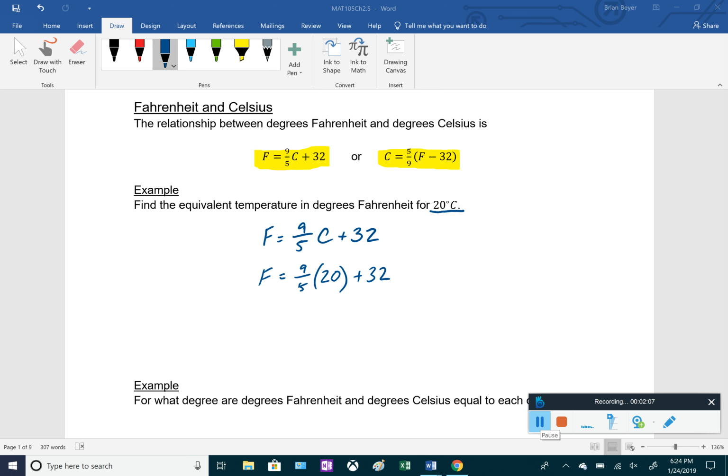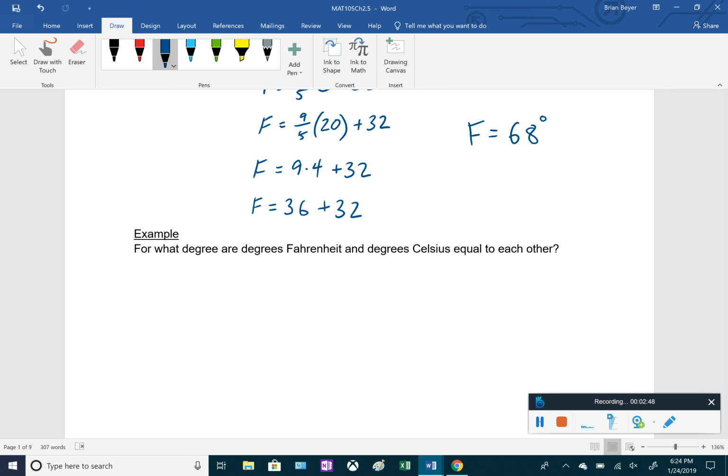So 9/5 times 20. What I'm going to do is 20 divided by 5 first and make that 9 times 4, because it was easier to work with. 9 times 4 is 36. So 36 plus 32 gives us Fahrenheit is going to be 68. So that's 68 degrees Fahrenheit, obviously. Okay, so 20 degrees Celsius is the same thing as 68 degrees Fahrenheit.